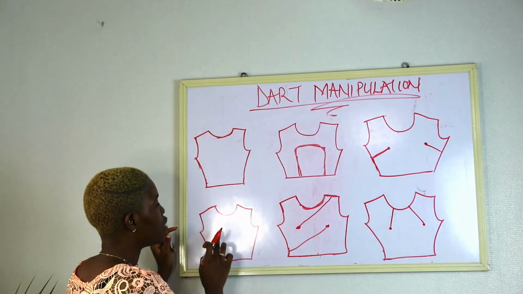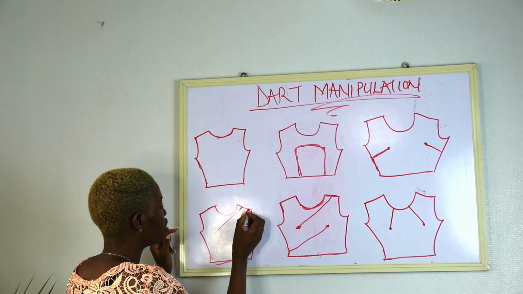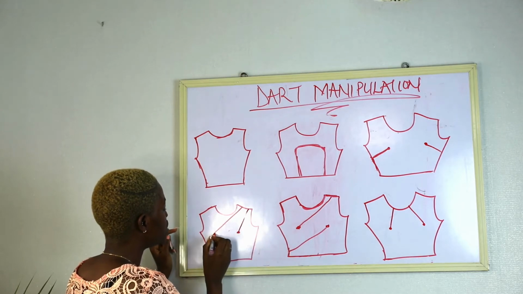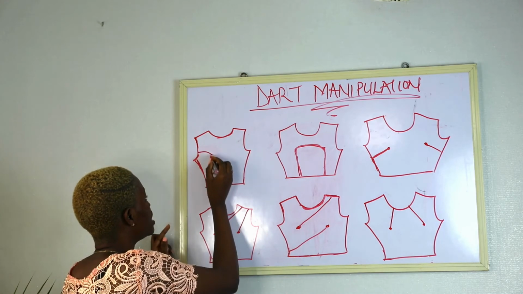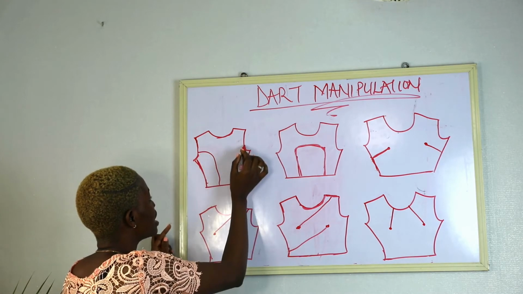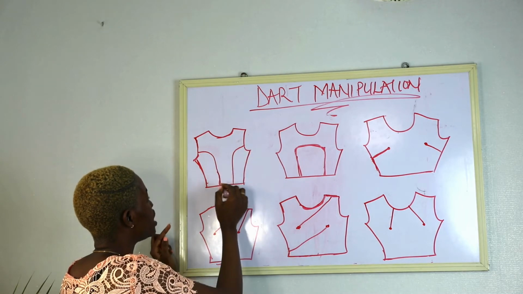So let's say for here we want to have a double shoulder dart, one hitting the bust point and the other hitting the bust point as well. And then for the last bodies, let us make a princess dart. A princess dart is the kind of dart that curves from the armhole to the waistline.